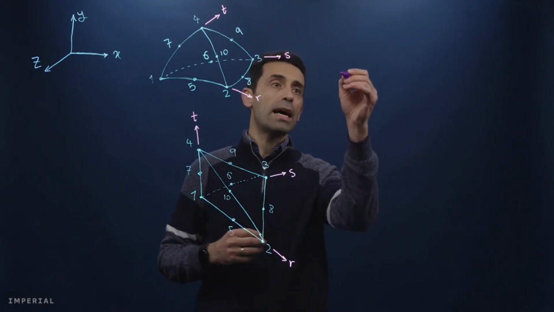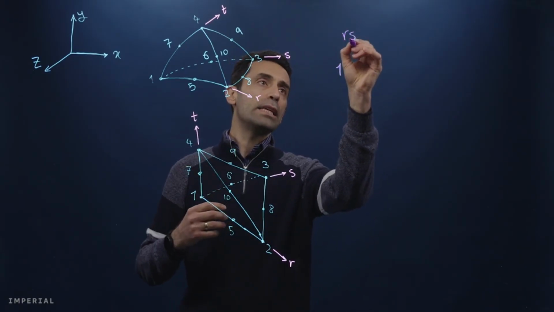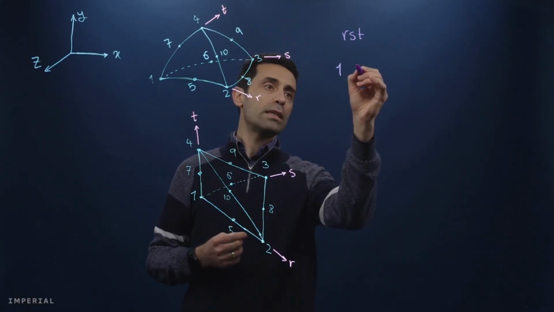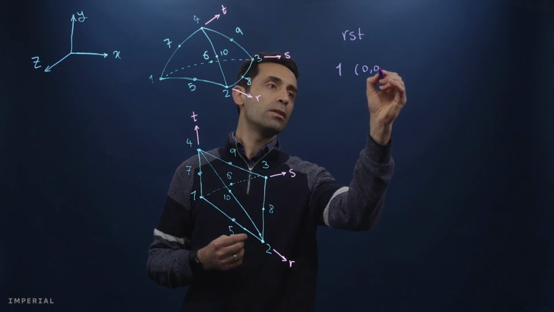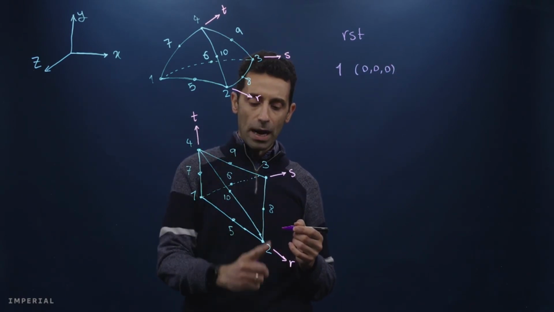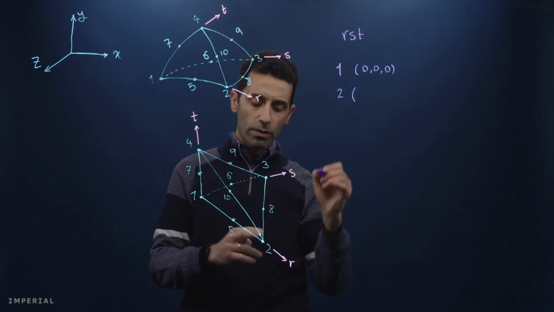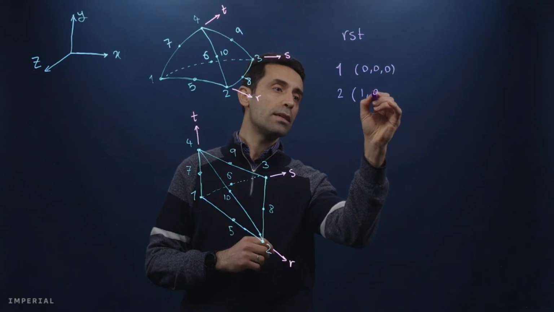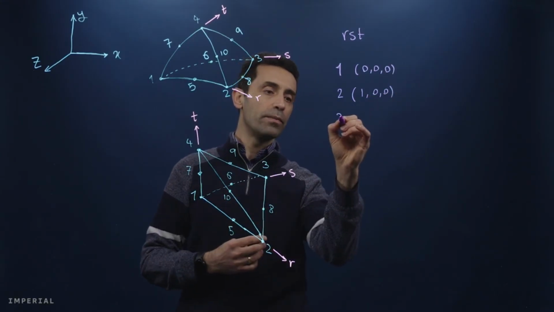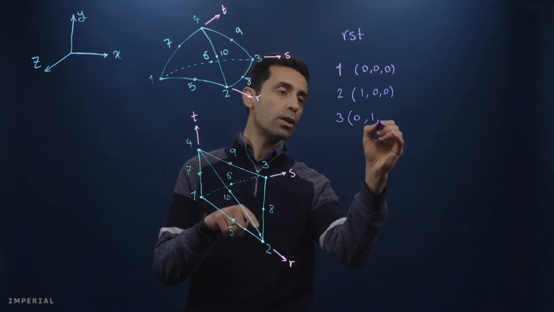So what I mean is that, like node 1 in the RST coordinate system, which is the natural coordinate system, its coordinate is 0, 0, and 0. But if you look at node 2, which is now mapped into the natural coordinate system, the coordinate of that is 1, 0, and 0. And if you look at node 3, the coordinate of that is 0, 1, 0.